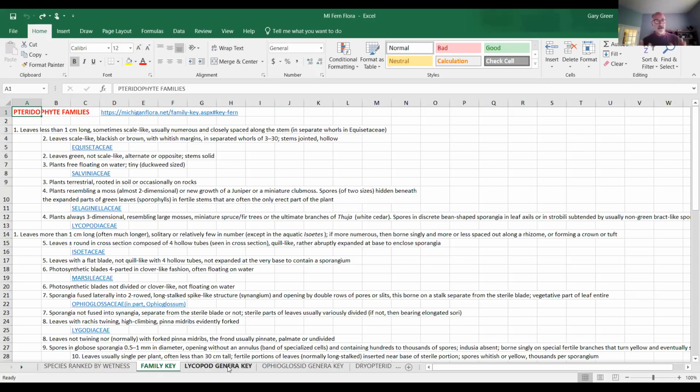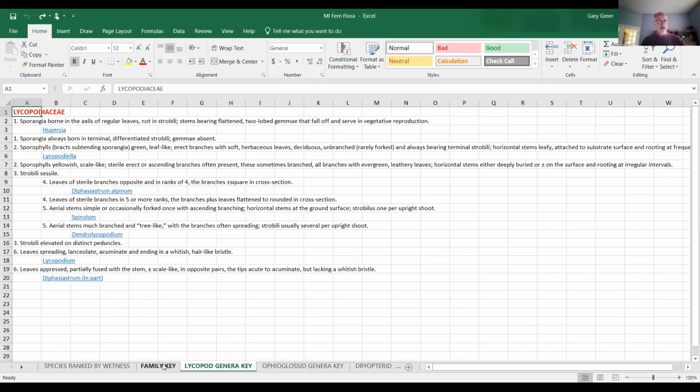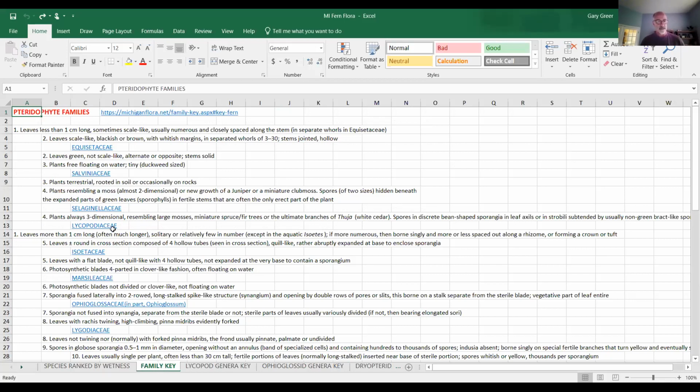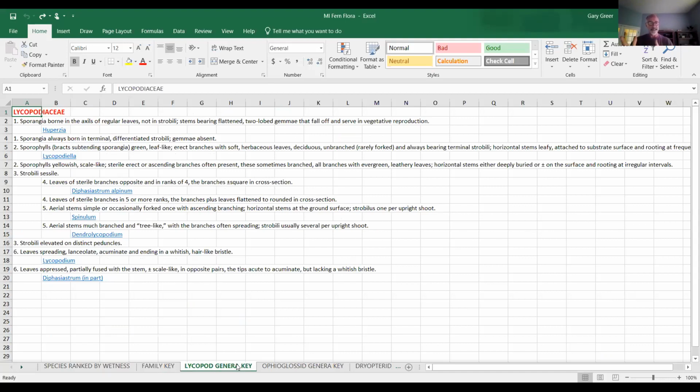And then the same thing for lycopods. So if you've, through the family key, identified that you're dealing with some kind of a lycopod, then when you go to the lycopod key, you can at least take it to genera. And of course, if you can activate the hot links, then you can go in closer, go link to Michigan Flora and key out the species. But at least I get you to genus, if not sometimes species.